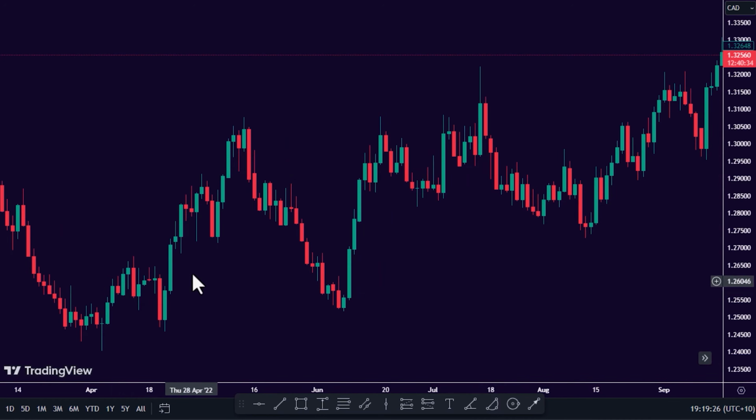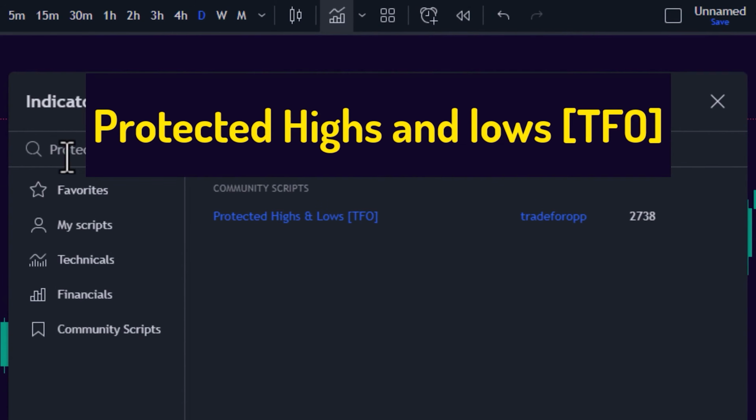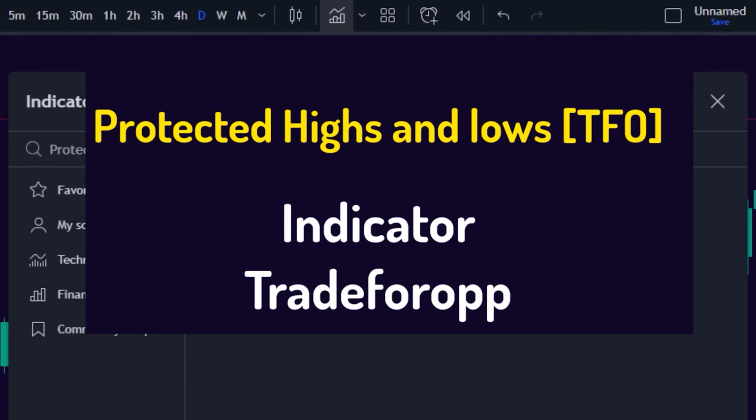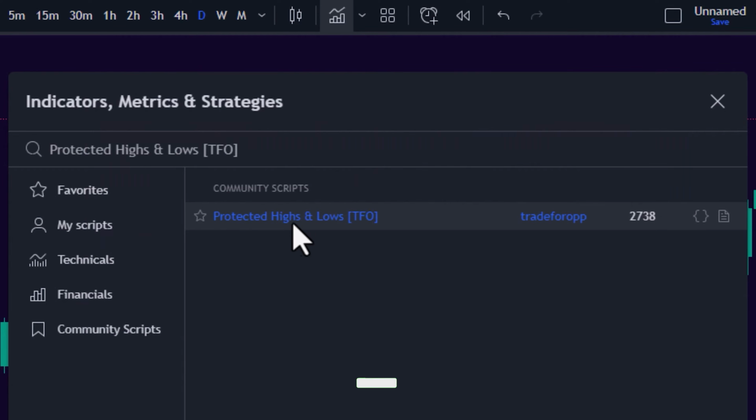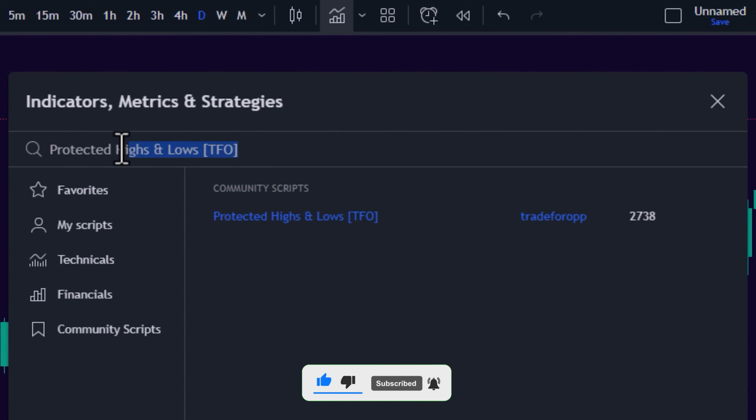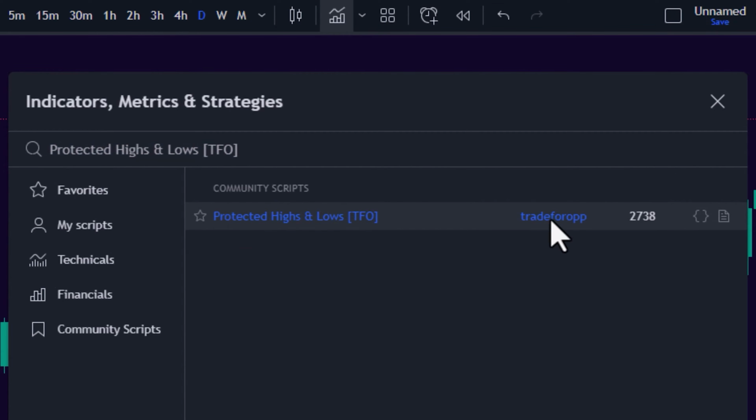Welcome to today's trading tutorial, where we'll delve into the art of trading with the Protected Highs and Lows TFO indicator. The Protected Highs and Lows TFO indicator presents an alternative approach to identifying market structure. Now, to find the indicator, search for the keyword Protected Highs and Lows TFO. Select the one by Tradeforopp.